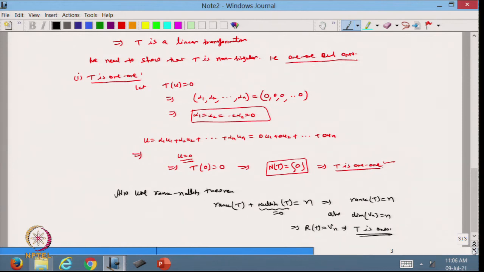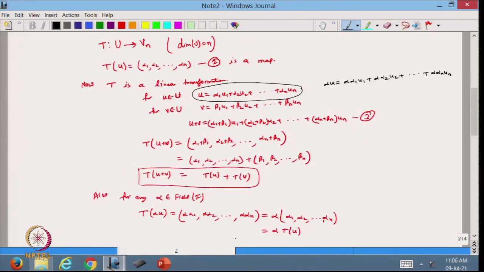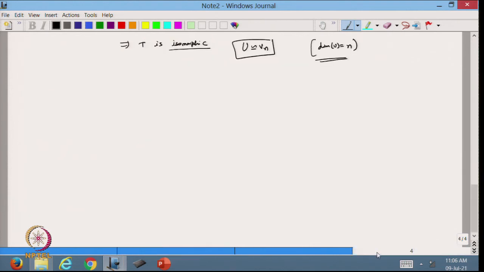So, if it is 1 1 and onto, then we can say that T is an isomorphism, and from here I can say that U is isomorphic to V n, if the dimension of U is n. This is a very powerful theorem, because it shows that if I choose any vector space of dimension n, then I can define a map which is an isomorphism to V n. So, this is the way we can use this theorem.